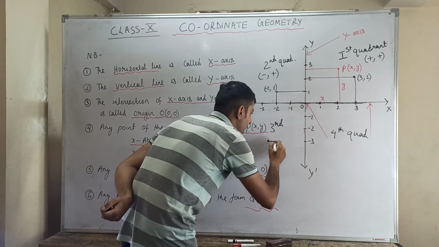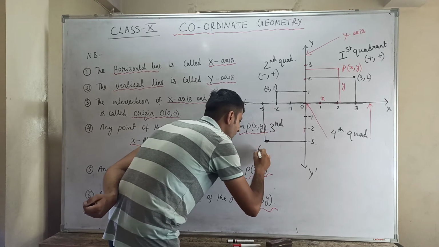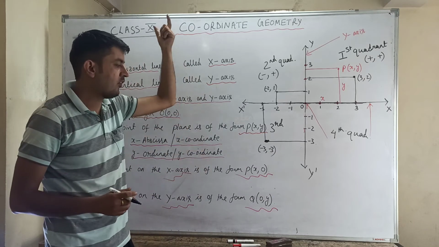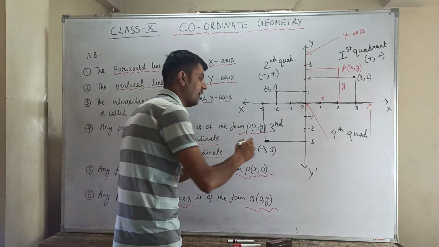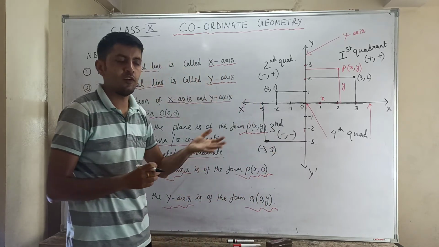Suppose I have to plot the points here. So you can draw this way. So this is minus 3, minus 3. As you can see, both the signs are negative. So for your third quadrant, it will be minus, minus.